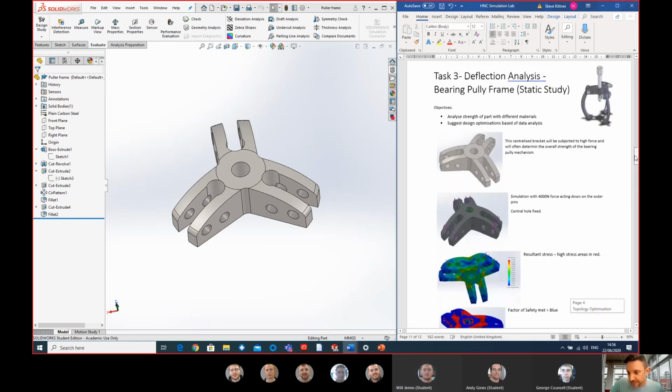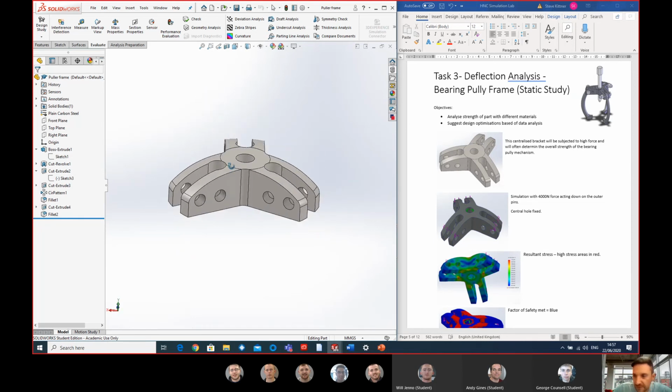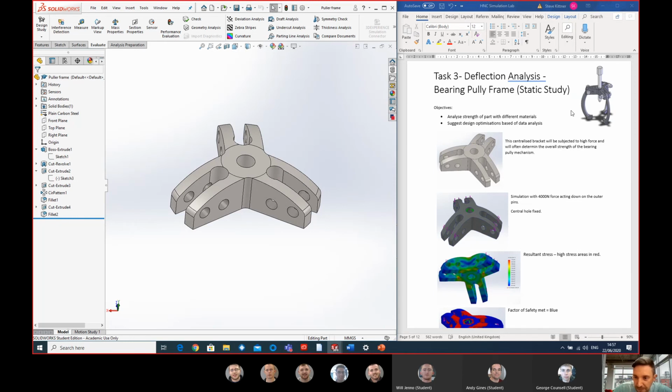Okay, so we're halfway through. Right then, let's crack on with these last couple of bits. We're going to do something very similar in this one. We're going to look at doing a little static study on this little frame for this bearing pulley.